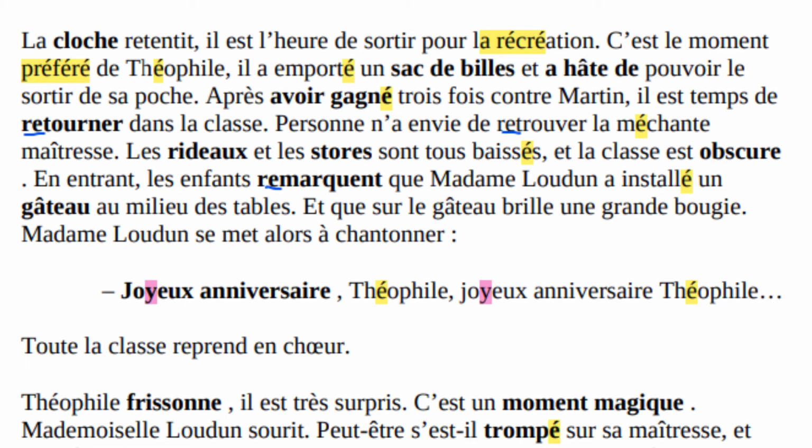C'est le moment préféré. As well, we have the accent aigu there, and it appears 3 times. We have préféré de Théophile. Il a emporté. Can we hear the A sound at the end? Emporté. Un sac de billes et a hâte de pouvoir le sortir de sa poche. Après avoir gagné, for gagné, can we hear the A sound? Gagné. 3 fois contre Martin.